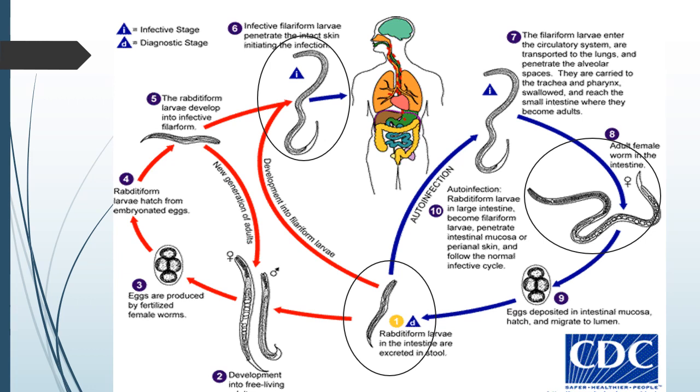Or through the gut, it may enter again in the blood, and that may cause hyperinfection. We will see in the pathogenesis and clinical features what hyperinfection is and why it is so dangerous. So that is the life cycle. You have to remember that human is the definitive host, filariform larva is the infective form, and the route of entry is through the skin.